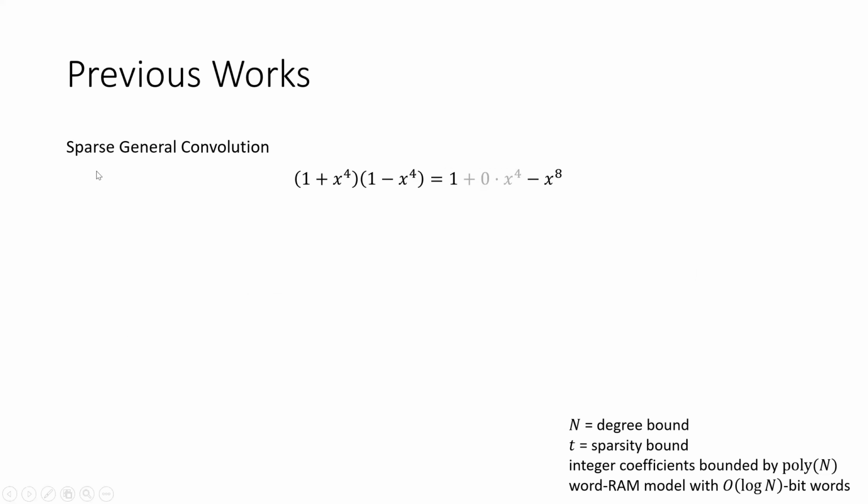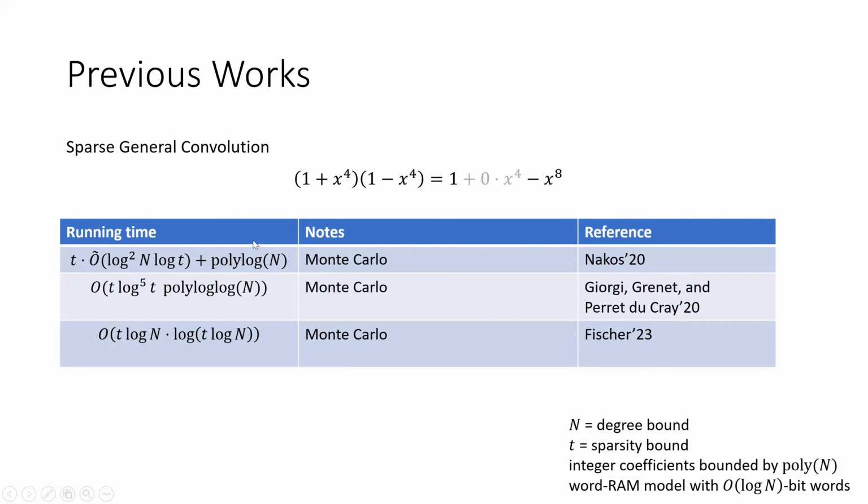Now let's look at the sparse general convolution, where the input coefficients could be integers that are possibly negative. This case is much more difficult because there could be cancellation in the terms. So the sparsity of the output polynomial could be much smaller than what it would be if there were no negative coefficients. For this problem, there are also near linear time Monte Carlo algorithms from previous works. But all of these algorithms have at least 2 log factors in the running time.